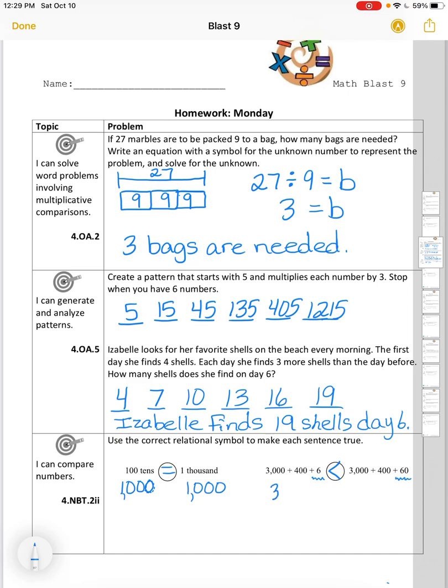In standard form, that would be 3,406 compared to 3,460. And it is at this place, the tens, that we're able to make our comparison. 0 is less than 6.